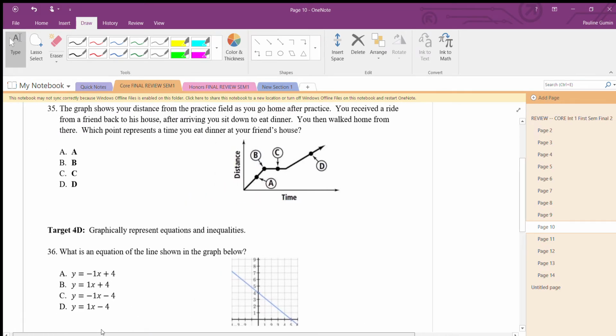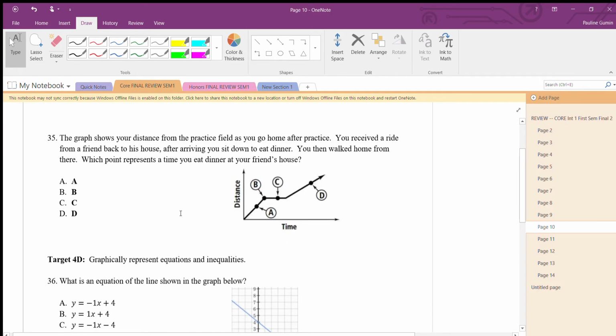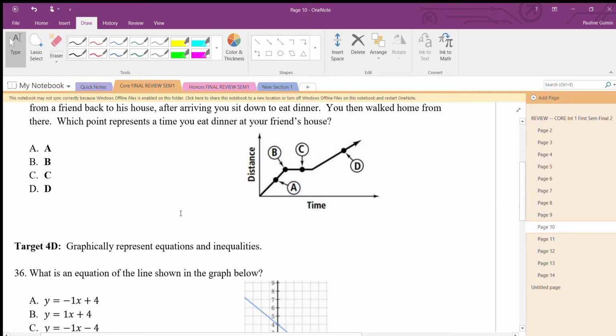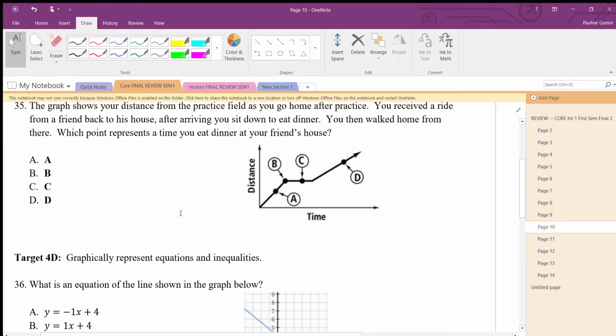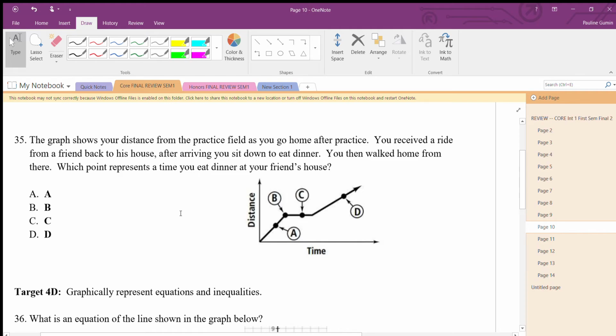Okay. This graph shows your distance from the practice field as you go home. After practice, you receive a ride from a friend back to his house. After arriving, you sit down to eat dinner. Then you walked home from there. Which point represents the time you eat dinner at your friend's house?